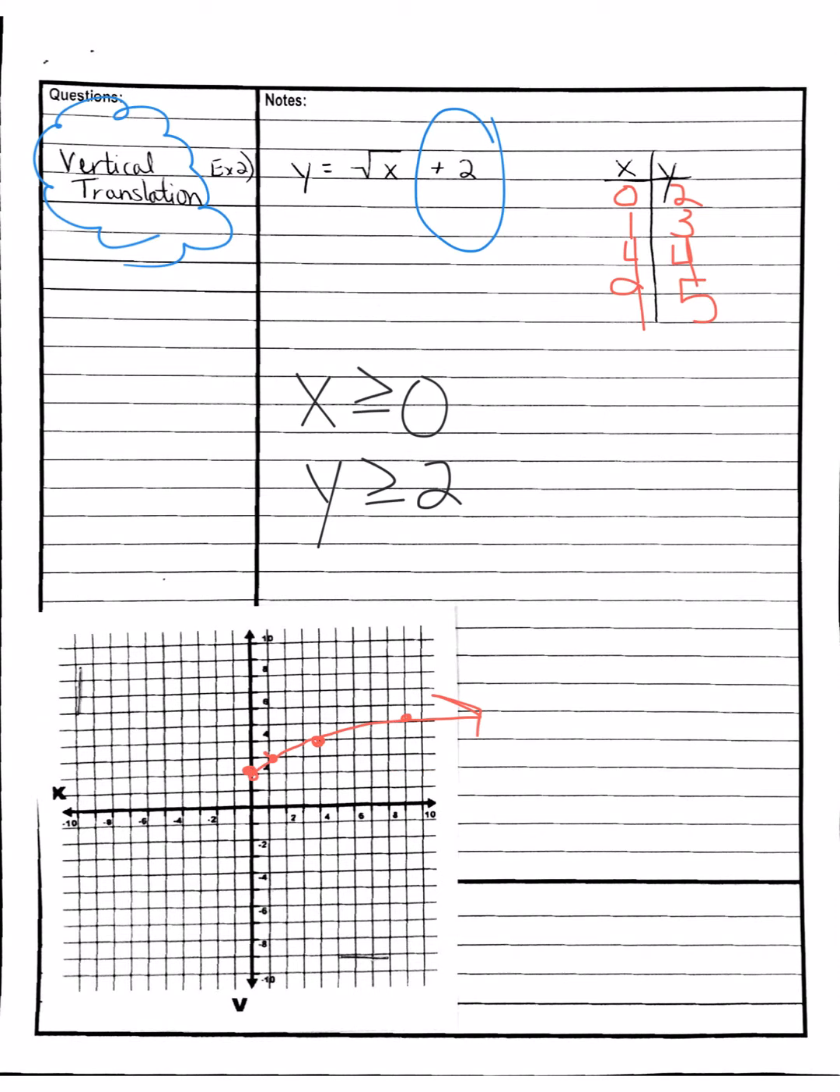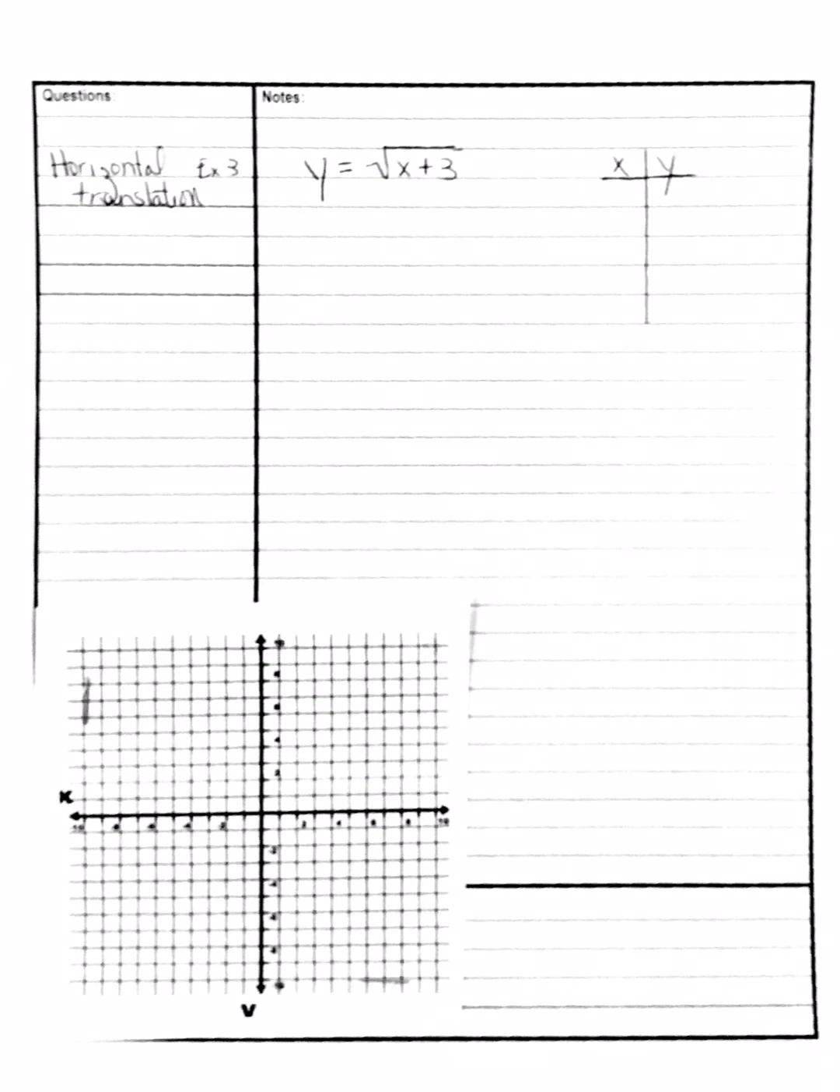Let's go ahead and look at that vertical translation. How would this graph look horizontally? This one's a little blurry, I apologize for that. If we move it horizontally along our graph here.